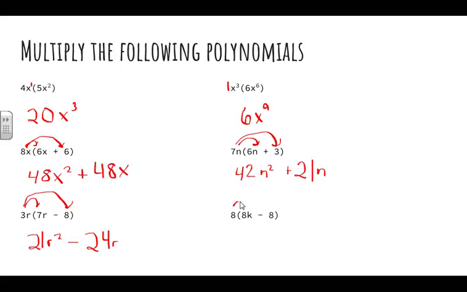Finally, we have 8 times 8k minus 8. So 8 times 8k is just 64k. 8 times negative 8 is negative 64. All right, and that's all there is to that.